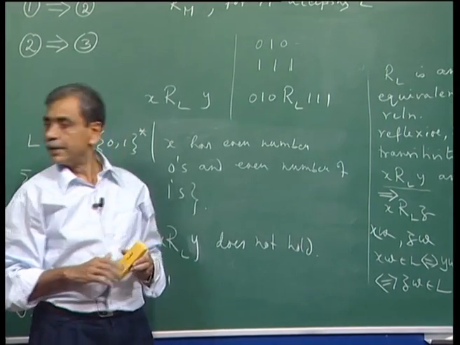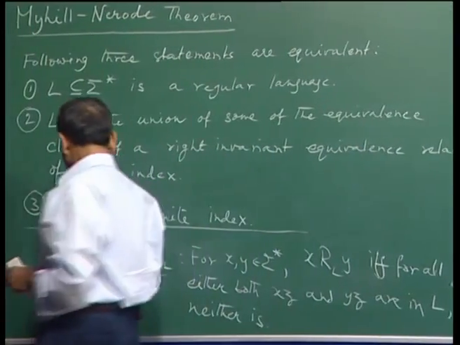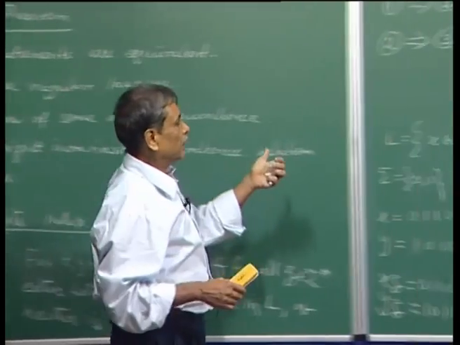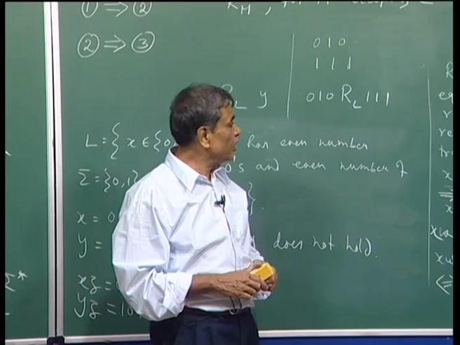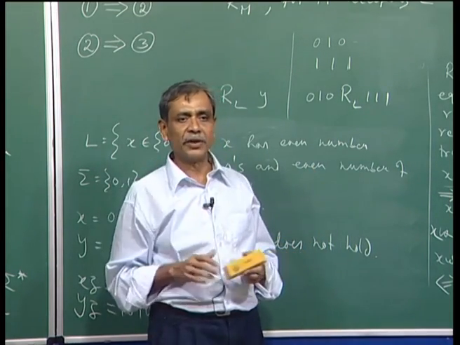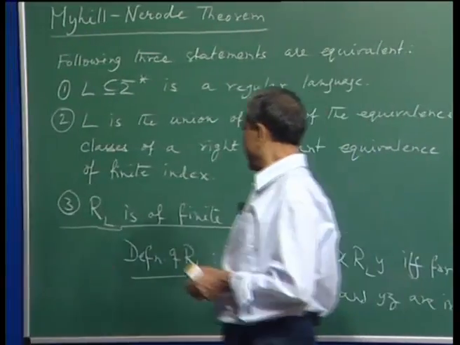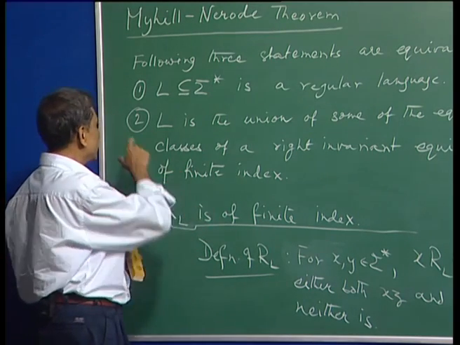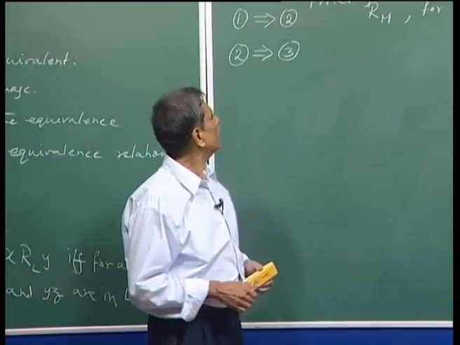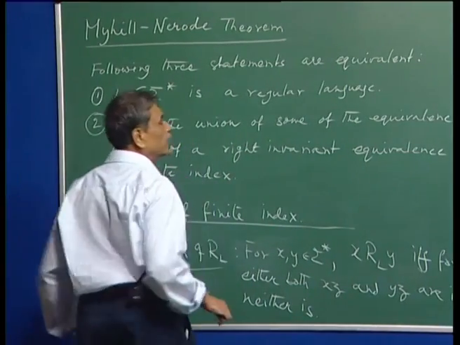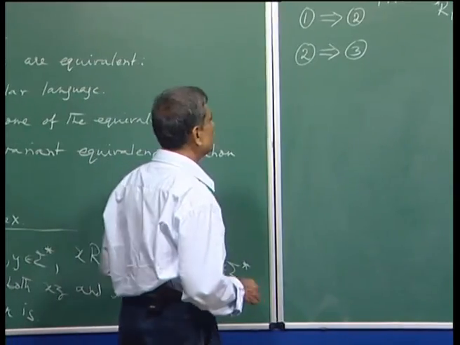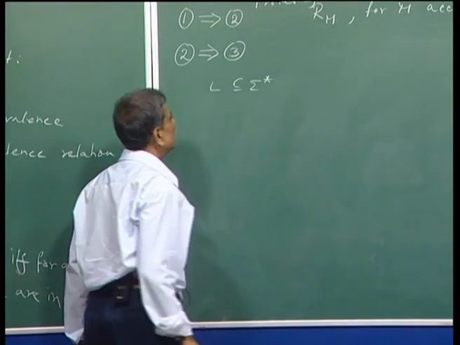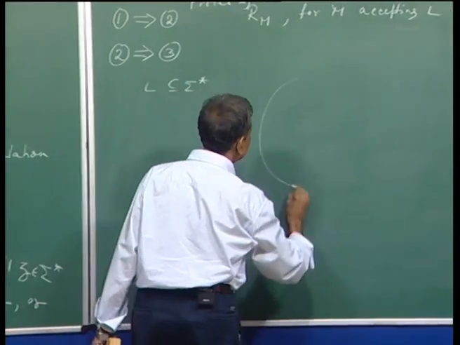So, we are more or less clear about the relation R_L, and you should be able to see that R_L is defined for any language L whatsoever, because we just follow the definition. This is an equivalence relation, therefore it will partition sigma star into equivalence classes. Now, what statement 3 is saying is that this R_L is of finite index, right. So, let us prove that if 2 is true, that implies 3. We now prove that statement 2 implies statement 3, right. So, statement 2 is saying that we have a language L in sigma star, such that there is, so this is sigma star.